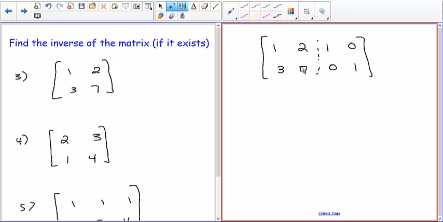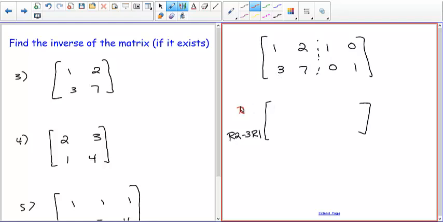And what you want to do is do row operations so you end up with 1 0 0 1 here, and then the result over here will be the inverse. So we need a 1 here, so that's great. We're in good shape. The next thing we're going to do is take row 2 and subtract 3 times row 1. Why? Because I want 0 here. If I multiply this by 3 and subtract it from 3, I'll get 0.